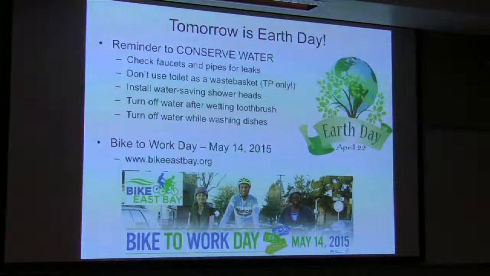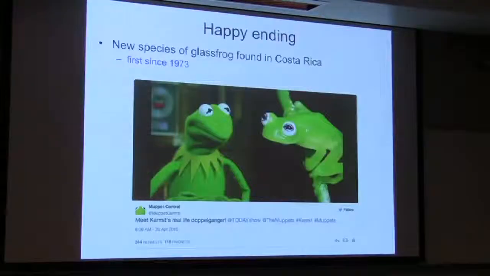One last slide to put you in a good mood before we leave. A new species of glass frog was found in Costa Rica, and they're calling it the Kermit the Frog doppelganger. It's the first new species of glass frog found in Costa Rica since 1973, and he looks like Kermit. So I just wanted to leave you with that. I'll try to answer any questions you have.